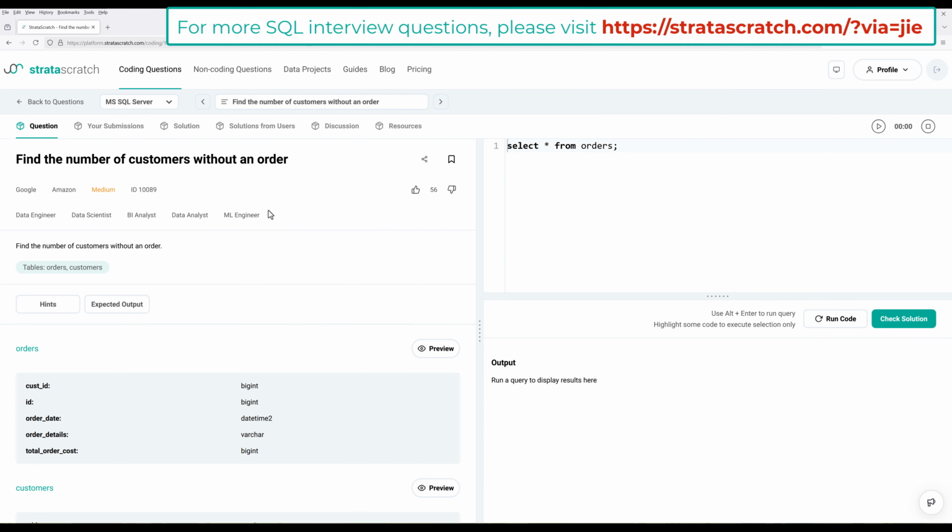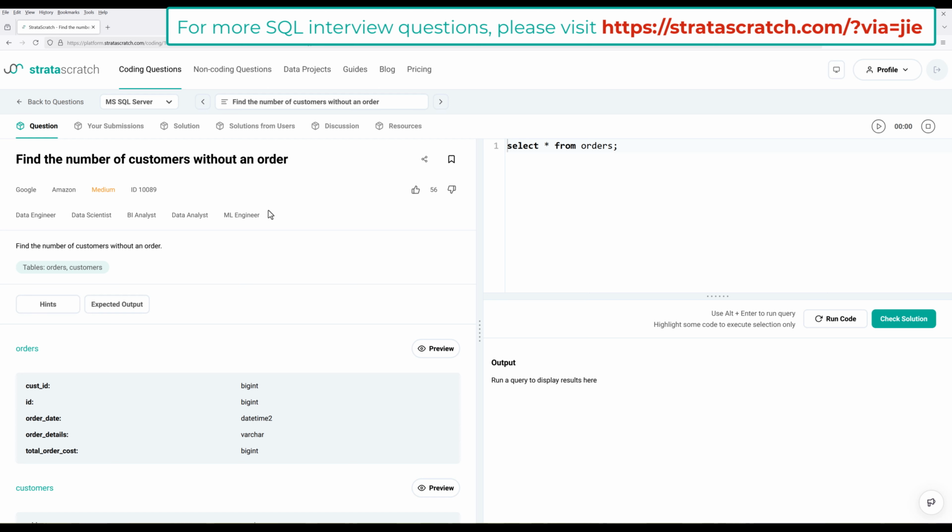In this SQL challenge, we are going to learn how to solve a medium difficulty problem called find the number of customers without an order from Google and Amazon. This is a pretty popular SQL interview problem in retail companies. Given the problem is pretty straightforward and can easily assess someone's SQL proficiency. In fact, we can solve this problem in less than a minute without even previewing the tables.